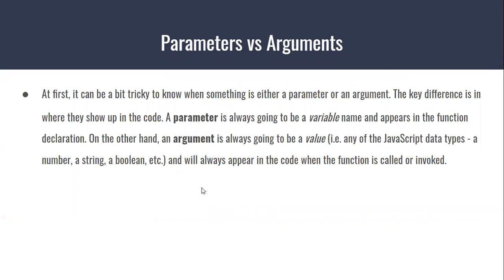Parameters versus arguments can be tricky at first, to know when something is either a parameter or an argument. Yes, these names are interchanged a lot, and sometimes you'll hear people talking about these. The key difference is where they show up in the code. A parameter is always going to be a variable name that appears in the function declaration. Also in strongly typed languages, it's a parameter inside of a method call. On the other hand, an argument is going to be a value, any type of JavaScript data type, a number, string, or Boolean, and will always appear in the code when the function is called or invoked.